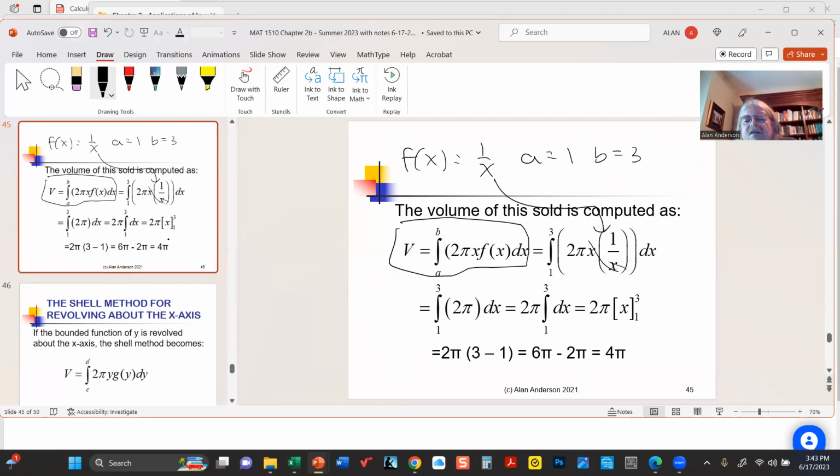Let's move the 2 pi outside. You've got the integral of dx, which means you just wind up with x. So you've got 2 pi, x evaluated from 1 to 3, which means you basically just have 3 minus 1, or 2. So you can see that over here, 2 pi times 3 minus 1 is just 4 pi.